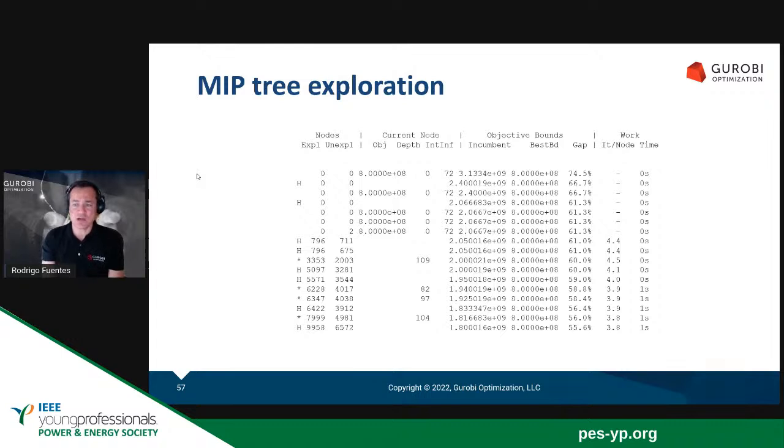Right? Then you have the number of nodes that we have explored. Then the number of nodes that remain to be explored on the third column. When the explored nodes and unexplored nodes is equal to zero, that means that we haven't branched yet.